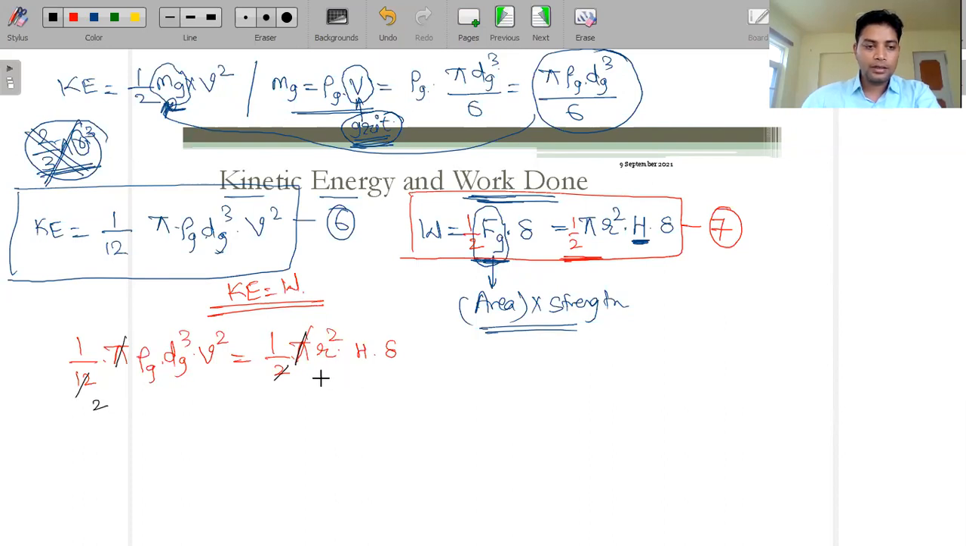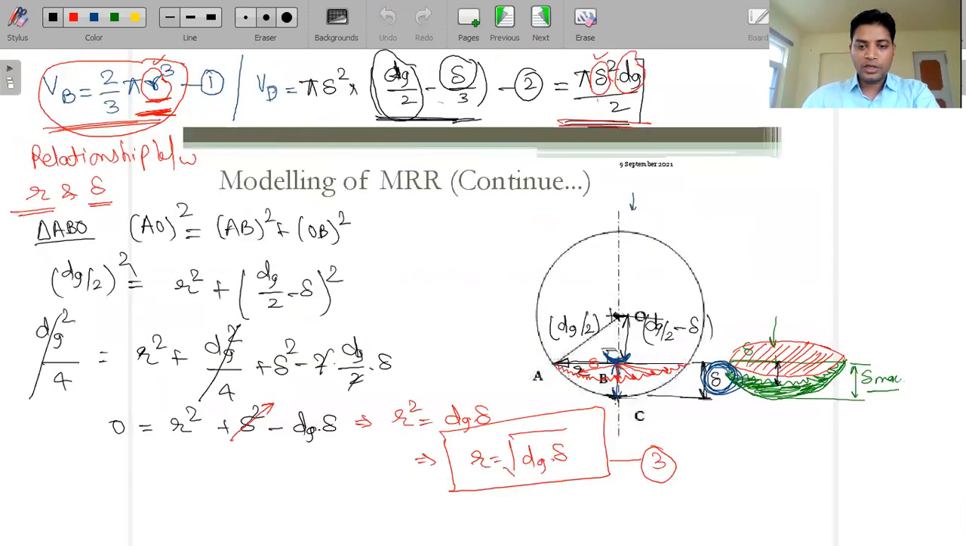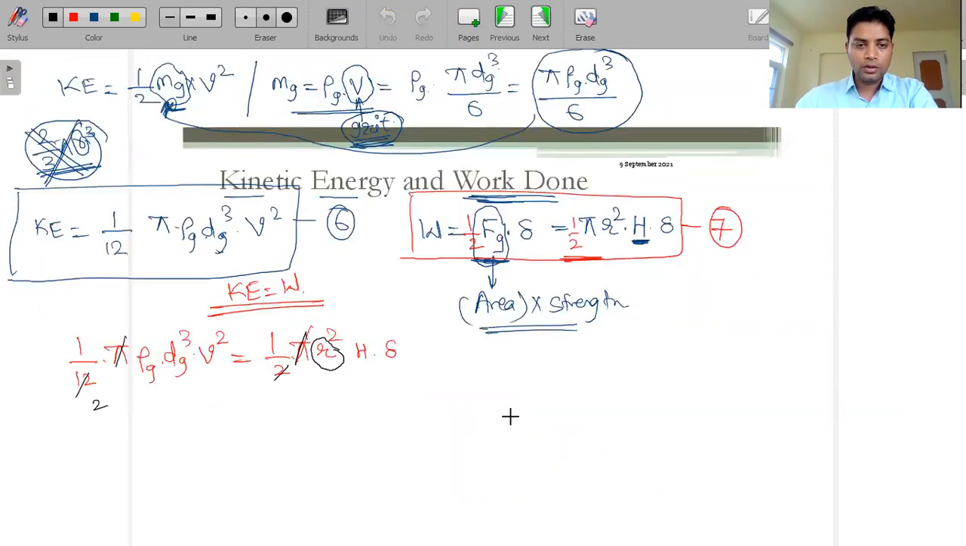And what else can we do? We can do one more thing here, that is we can replace this r. We have already calculated r from equation number 3, that will be equal to dg into delta raised to 1 by 2. So just replace this value. When we replace it, it will become, on the left hand side, rho g into dg cube into small v square upon 6, equals r square, that is dg into delta, this is square, so this will just become 1, into h into delta.